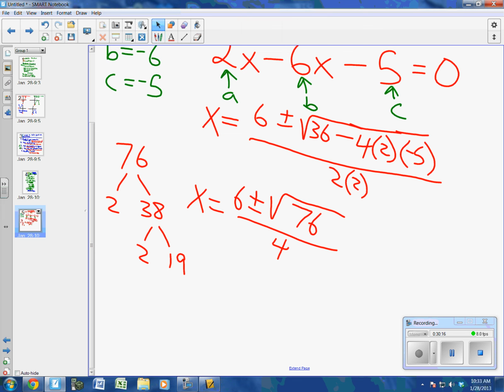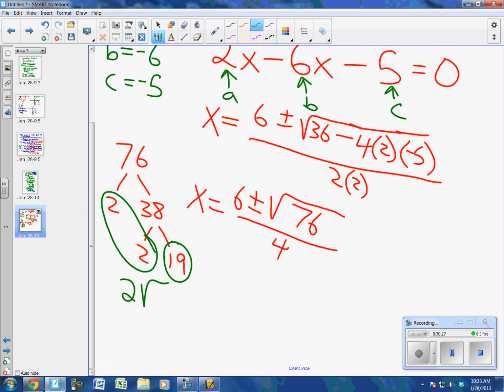If I have a pair of 2's and one loner, what does that break down to? 2 square root of 19. Remember, you take one of the pairs and you put it in front of the square root, and the loners you times together and put back inside. So the square root of 76 breaks down to 2 times the square root of 19. So we are going to finish this problem right here.